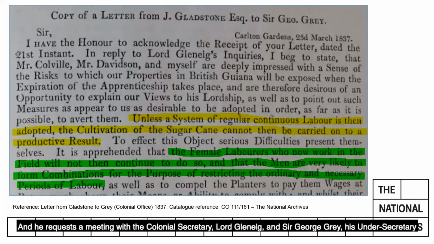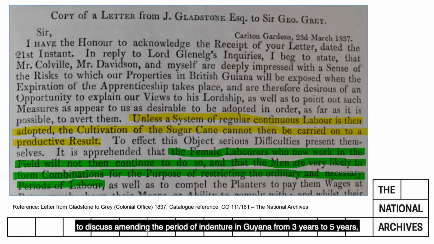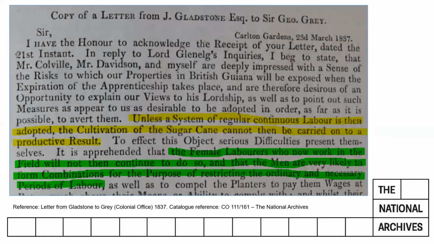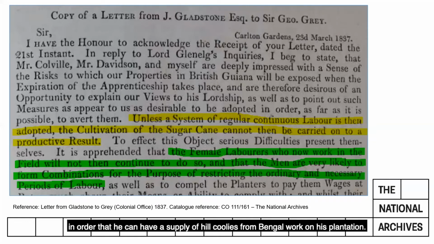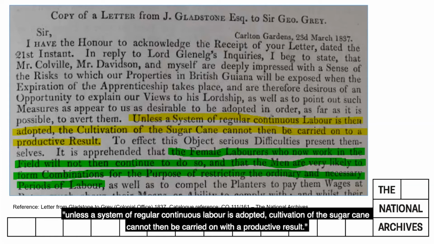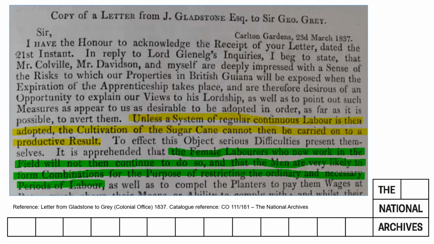And he requests a meeting with the Colonial Secretary, Lord Glenelg, and Sir George Grey, his Undersecretary, to discuss amending the period of indenture in Guyana from 3 years to 5 years in order that he can have a supply of hill coolies from Bengal to work on his plantation. Gladstone warns that after apprenticeship in the West Indies ends, and this is where it says, unless, and it's highlighted in the slide, unless a system of regular continuous labor is adopted, the cultivation of the sugarcane cannot then be carried on with a productive result.